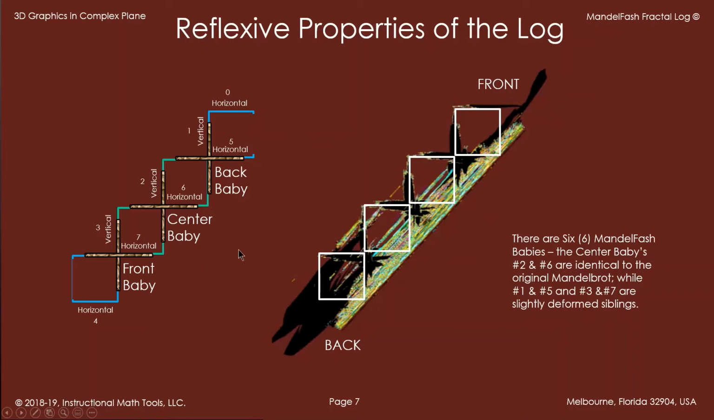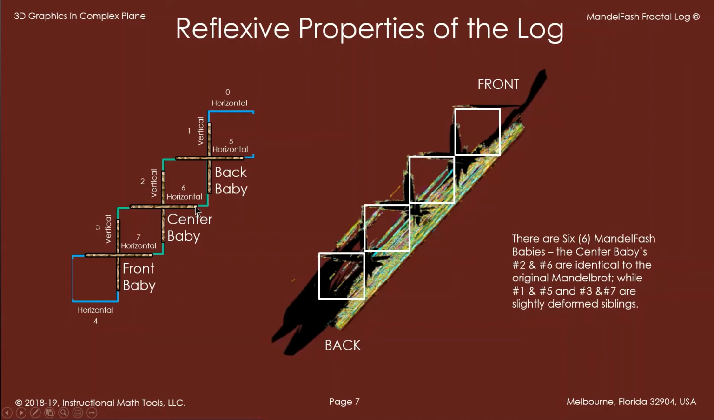And so what we're going to be talking about is number 2 and number 6. See, number 2 and number 6 are identical to the original Mandelbrot. Okay, so the original Mandelbrot is actually number 2. And then when you expand the original Mandelbrot, the first thing you notice is that there is a horizontal Mandelbrot that appears that's exactly the same. So 6 is exactly the same as 2.